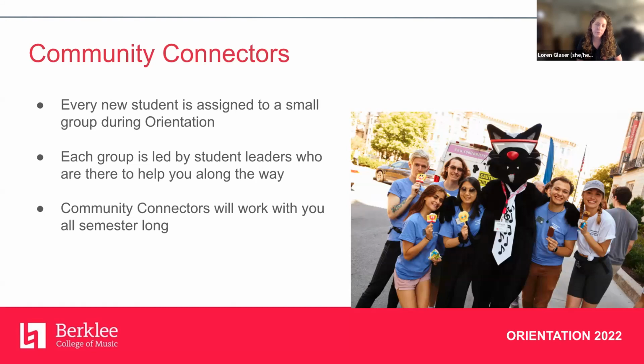So every single new student who's starting in the summer term is going to be assigned to a small group with other entering students during orientation week. Group sizes will be anywhere from 12 to 20 students, and you'll meet daily with your community connector group, and that's really your opportunity to ask questions about Berkeley and start making friends and making those connections within the community.